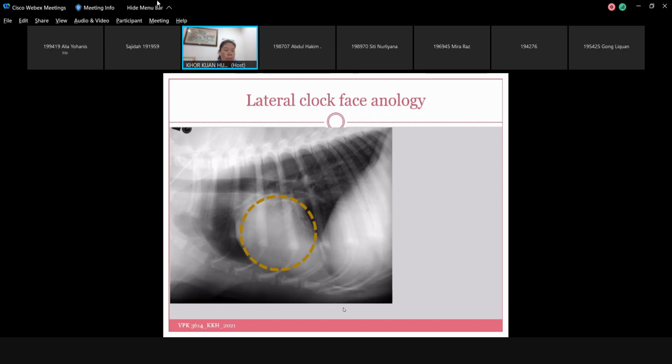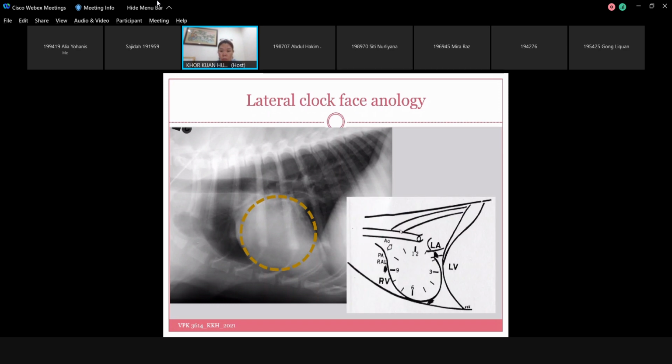Okay, clock face analogy is also very important because you want to know which part of the heart is actually bulging and which structures are actually affected. So you put your clock face onto the radiograph. You can imagine this is 12 o'clock, this is 3 o'clock, this is 6 o'clock, this is 9 o'clock. You know this is the right atrium, right ventricle, left atrium, left ventricle. And if there's a bulge here, it will be the aorta.